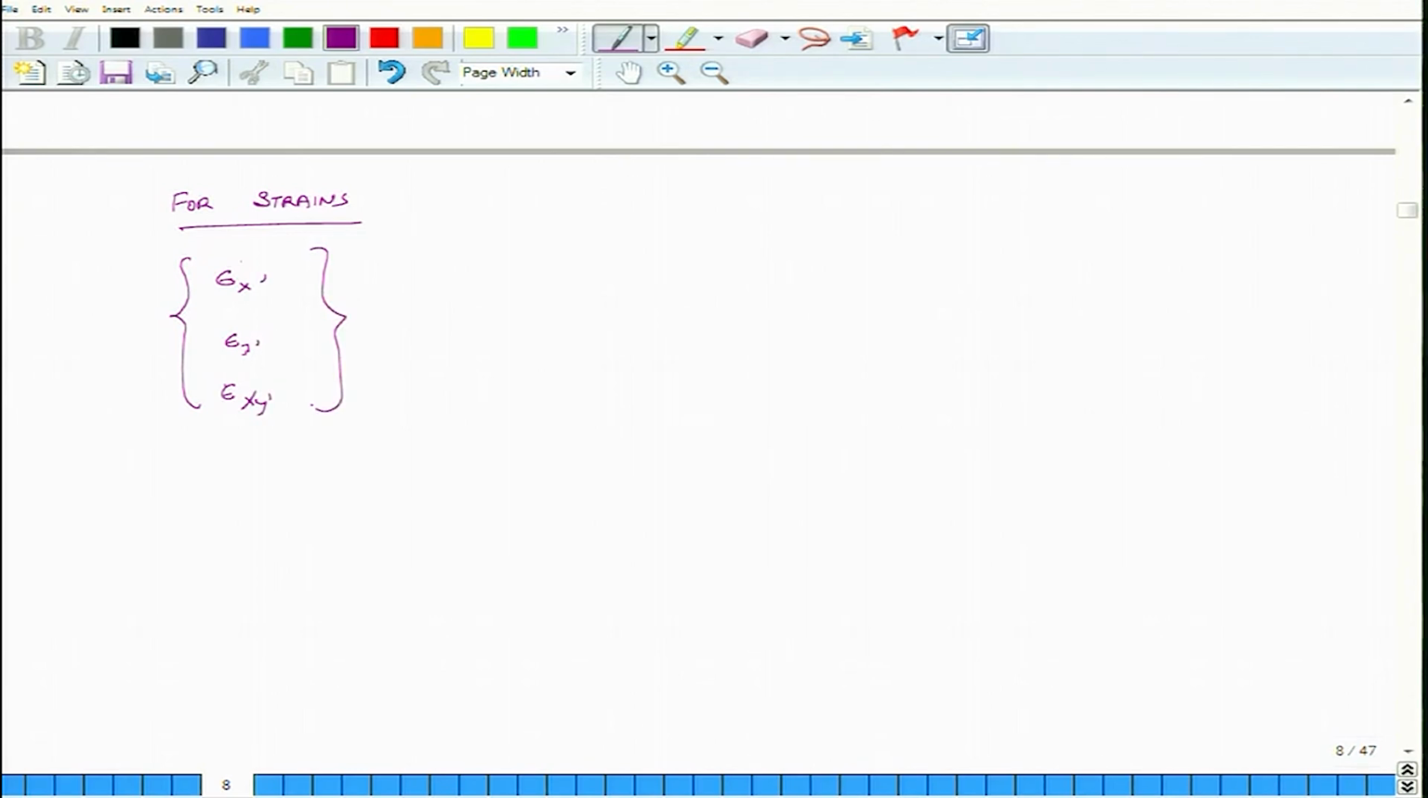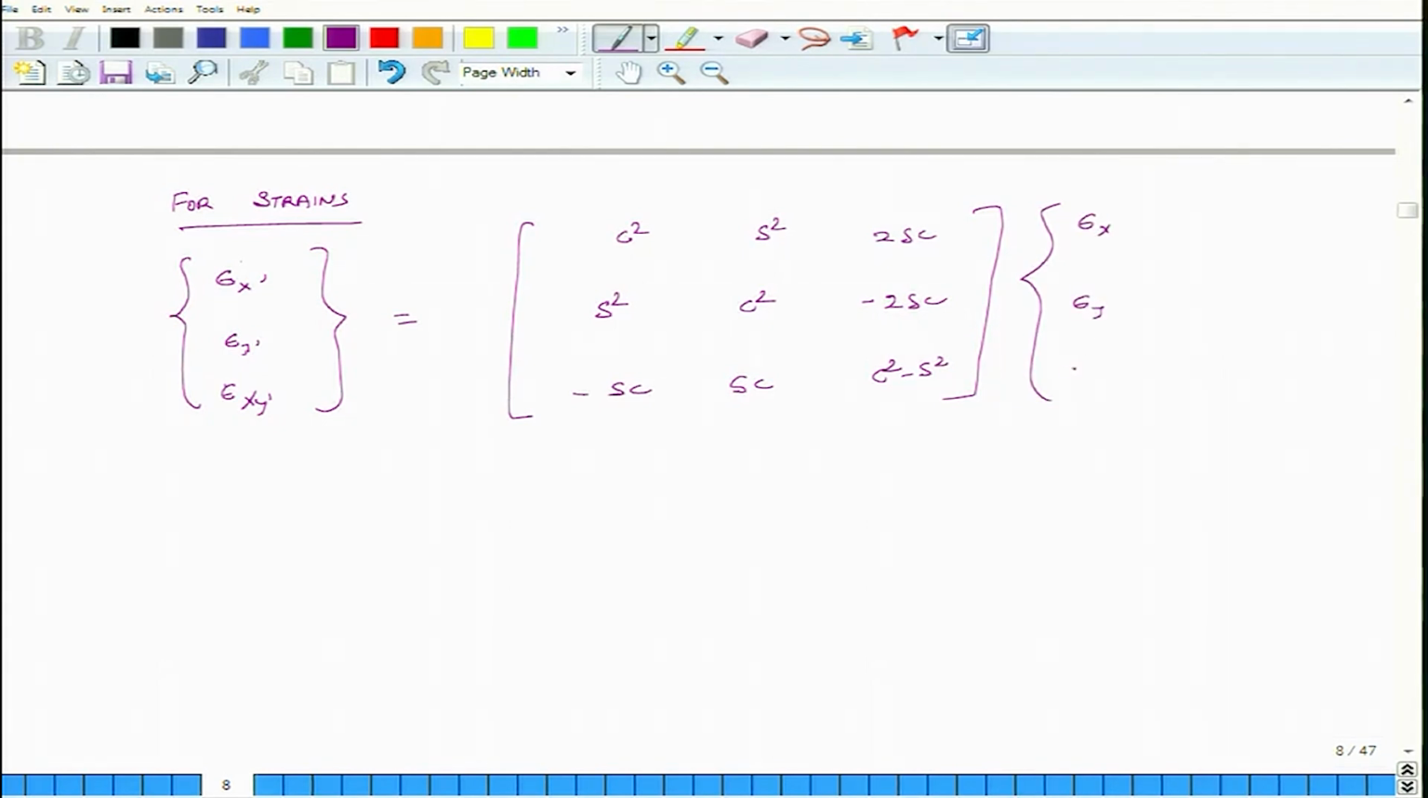The transformation for engineering strain may be different, but for tensor strain the equations are identical. So, this is again c square, s square, 2 sc; s square, c square, minus 2 sc; minus sc, sc, c square minus s square, times epsilon x, epsilon y, epsilon xy. Okay.